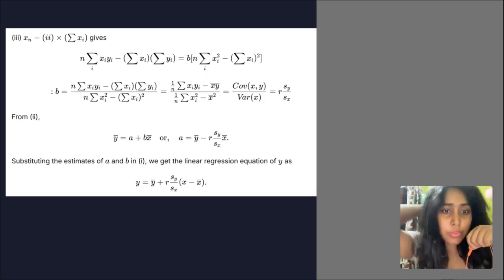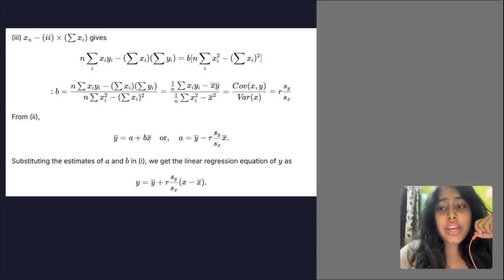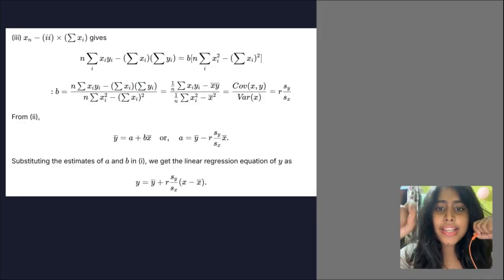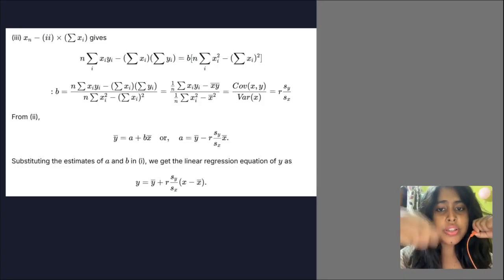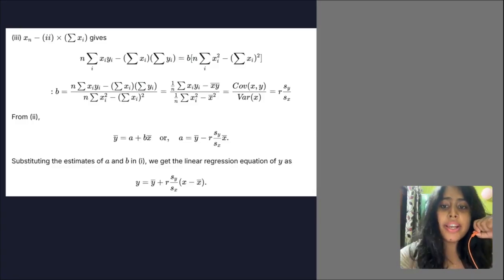After all the algebra, we get this beautiful final form of the regression equation. So let's break it down. It starts at the mean y bar. The slope b is now r into sy by sx. X minus x bar is how far x is from the average. So your prediction starts from the average y and then moves up or down based on how far your x is from the average, right? This is scaled by the new slope.